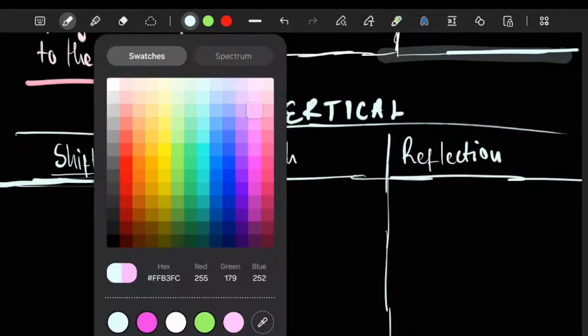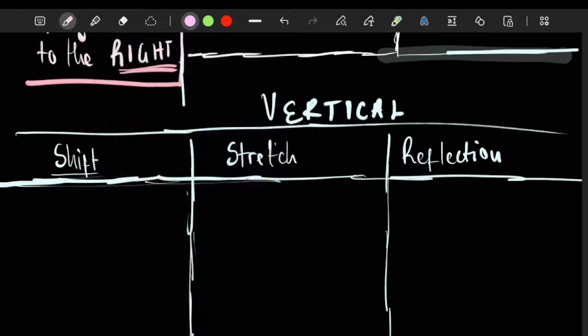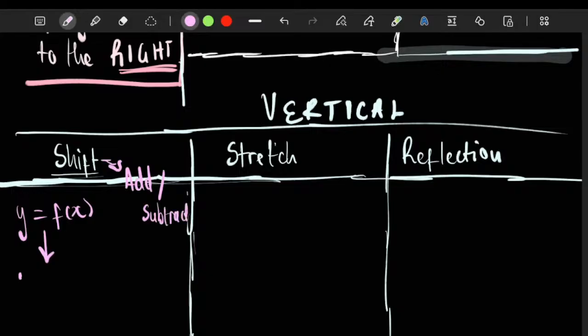So what would you have? Remember, the original is y equal to f of x. After a shift, if it's a vertical shift, remember, for shift you add or subtract something. So a constant, you add or subtract. So if you now have y equal to f of x, then you add at the end. I want you to know that everything which is vertical will be done at the end.